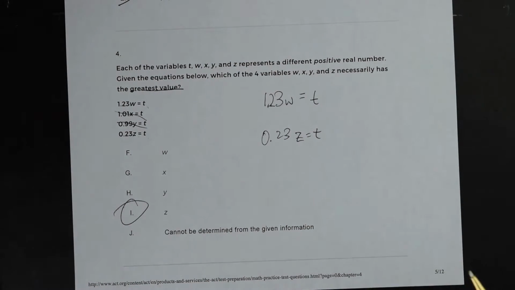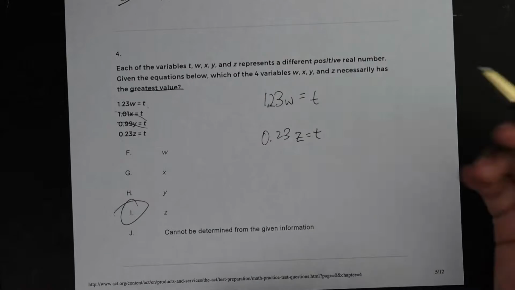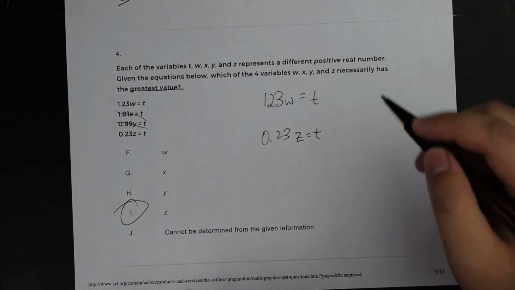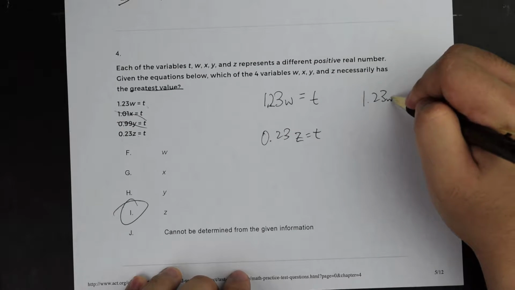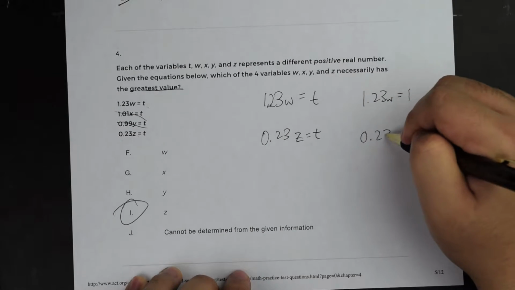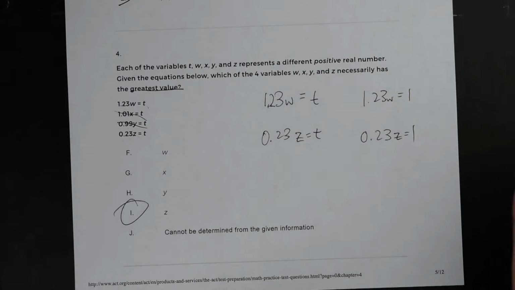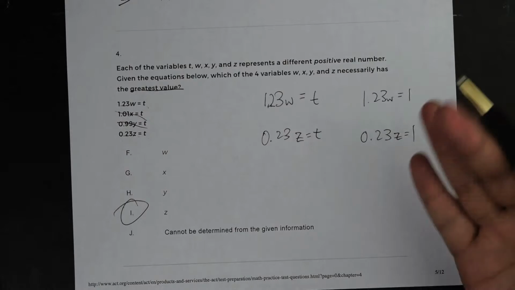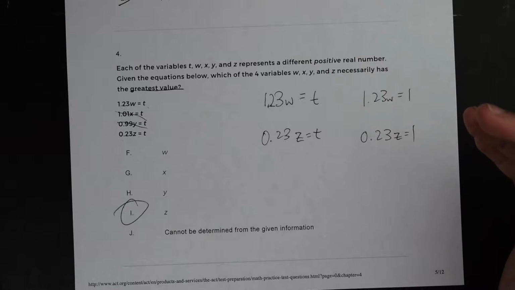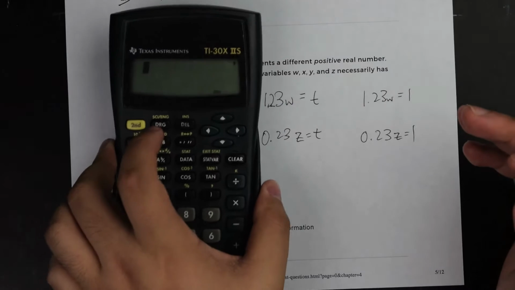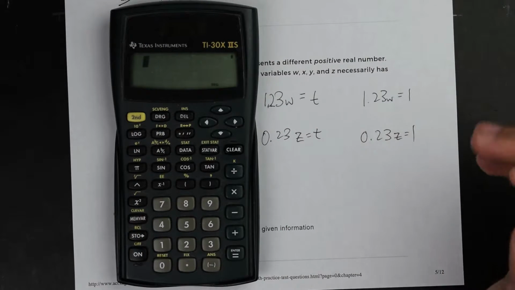And what I am going to do is attribute a value to t. So for example, let's say t equals 1. Let's just say t equals 1. 1.23w equals 1, 0.23z equals 1, because t is going to be 1. And let's see if w is bigger or if z is bigger. So what I can do on my scientific calculator is plug the values in.